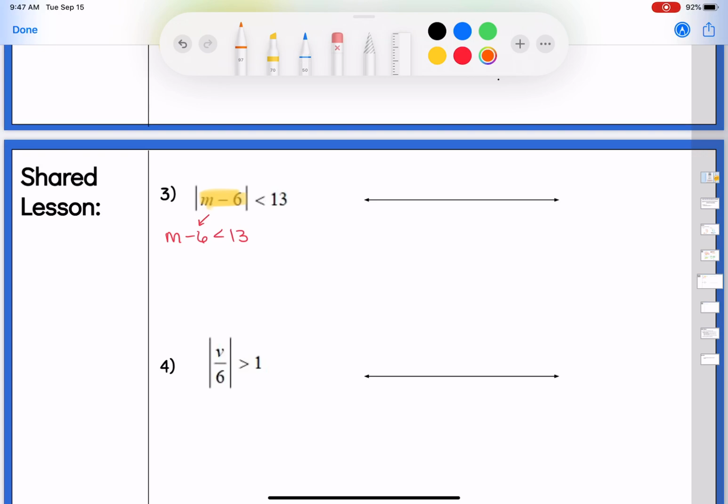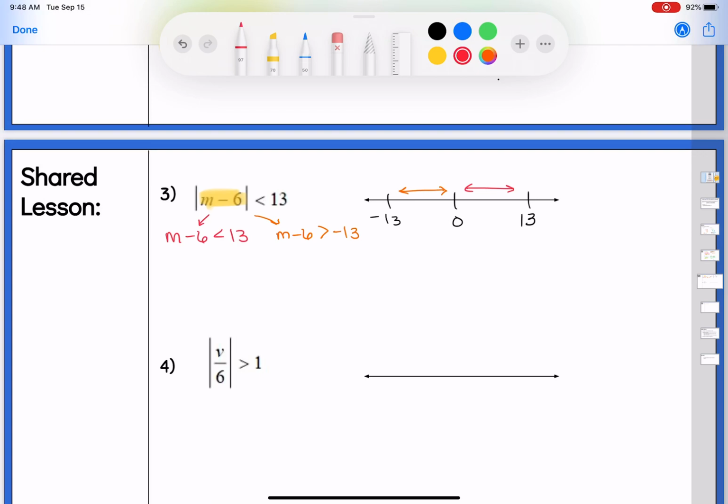But I also know that would be if I moved to the right, right? So here's 0, here's 13 units. So I could have a possibility where it's somewhere in between the 0 and the 13 in that direction. But I could also have the possibility where it's somewhere in between the 0 and the 13 in the other direction. So I could have that m minus 6 has to be greater than -13.